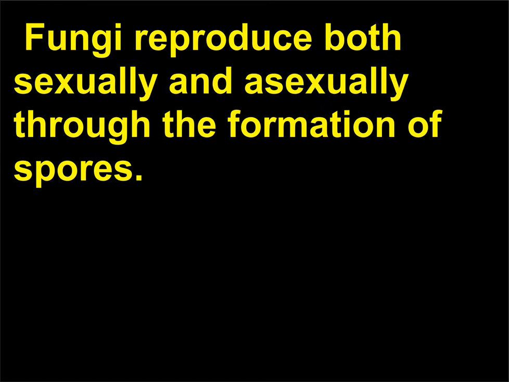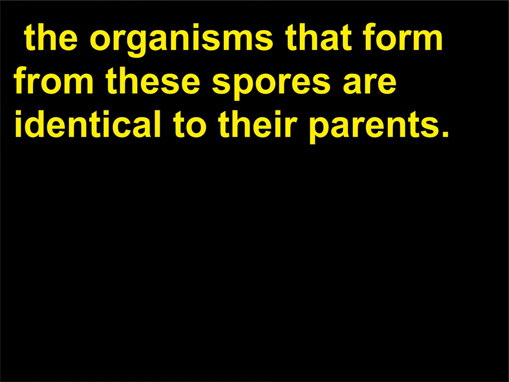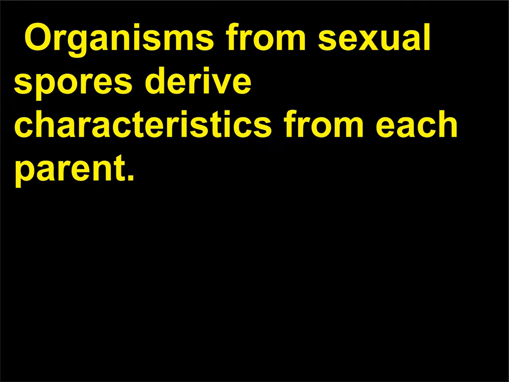Fungi reproduce both sexually and asexually through the formation of spores. Asexual spores are formed by the hyphae of one organism. The organisms that form from these spores are identical to their parents. Sexual spores result from the fusion of nuclei from two strains of the same species of fungus. Organisms from sexual spores derive characteristics from each parent.